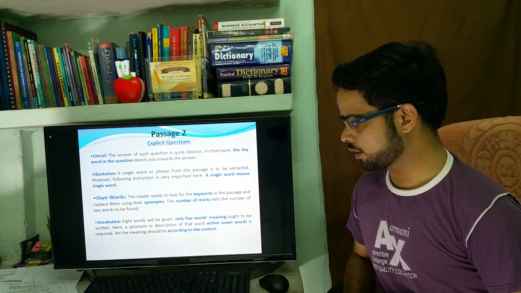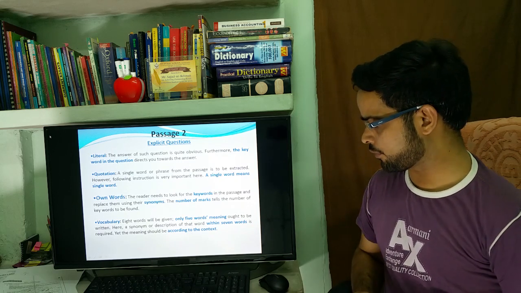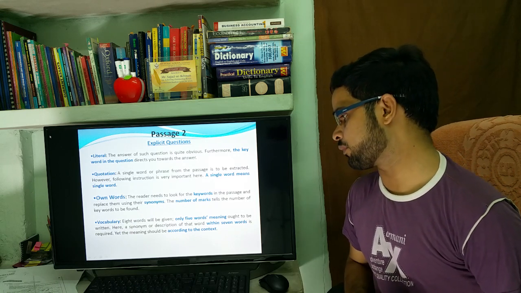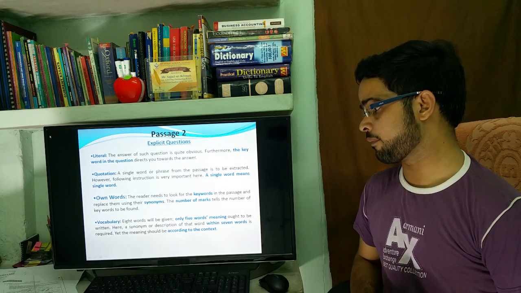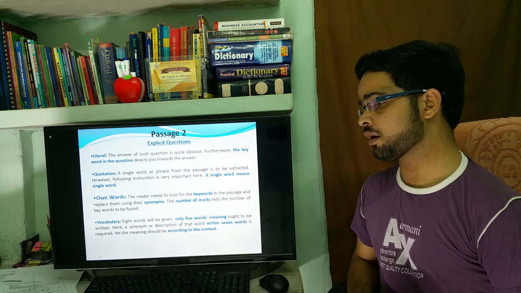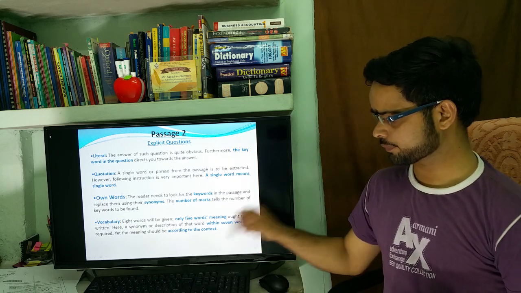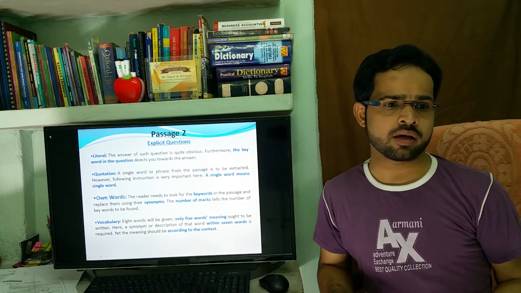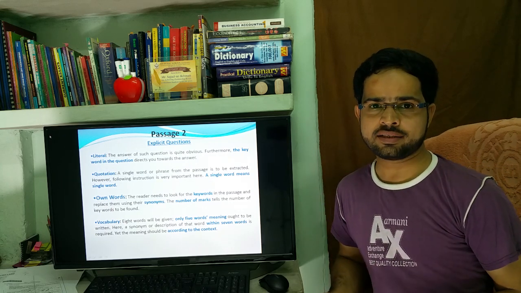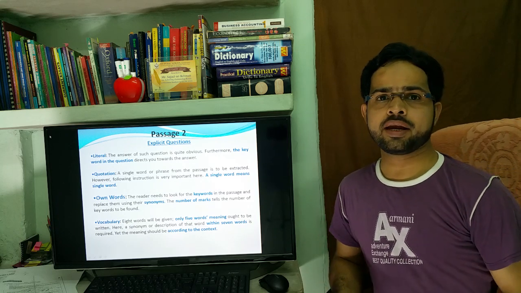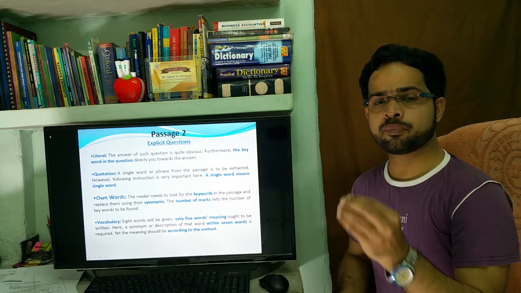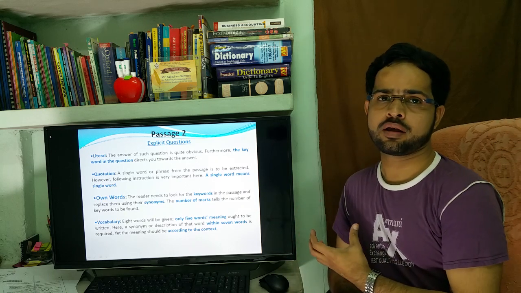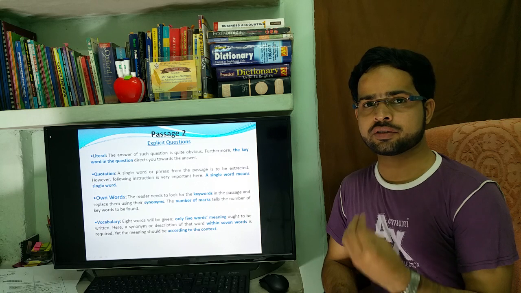Vocabulary. 8 words will be given, only 5 words' meanings ought to be written. Here, a synonym or description of that word within 7 words is required. Yet the meaning should be according to the context. This is important. Do not write any meaning. In the English language, a single word has a number of meanings. You need to write the meaning according to the line which is written after the word. So please be very careful.